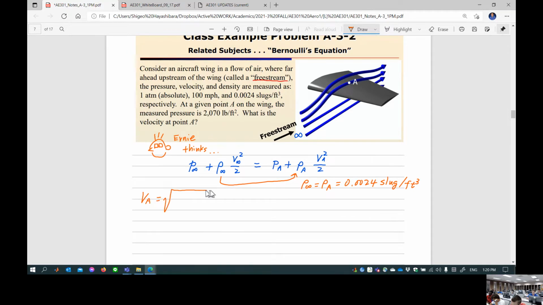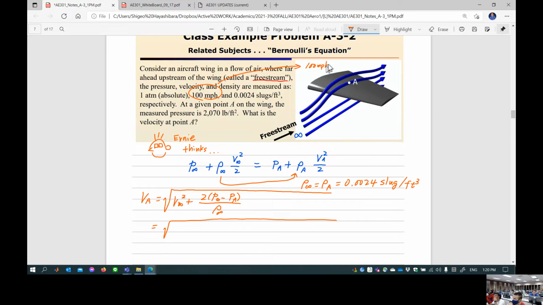V A is the square root of V infinity squared plus 2 times P infinity minus P A over rho infinity, or rho A, either way, because it's the same thing. Then you plug in the values. V infinity is 100 miles per hour. I'm going to convert it to standard units. What is it, standard units wise?